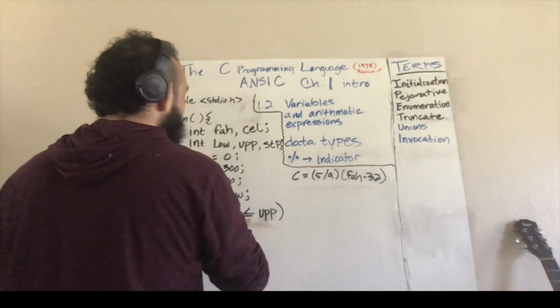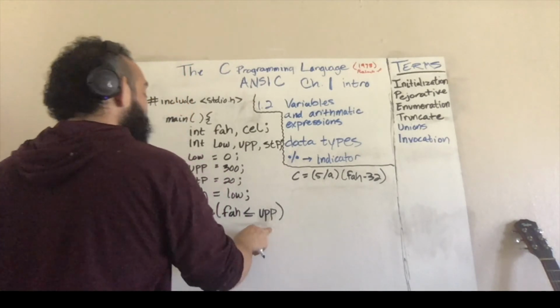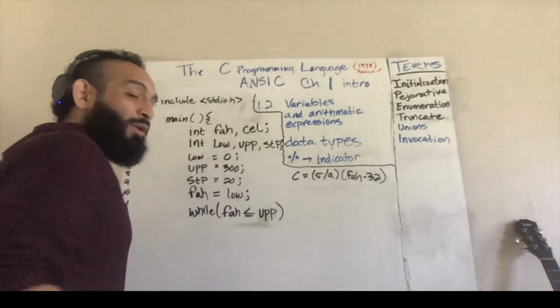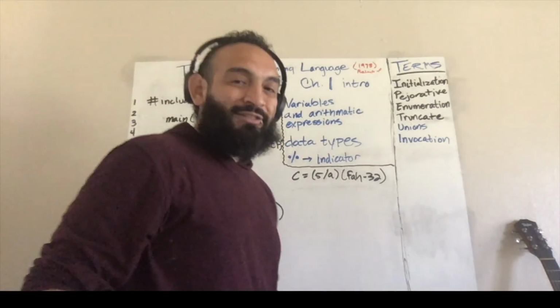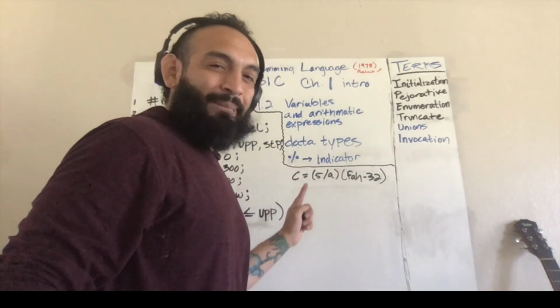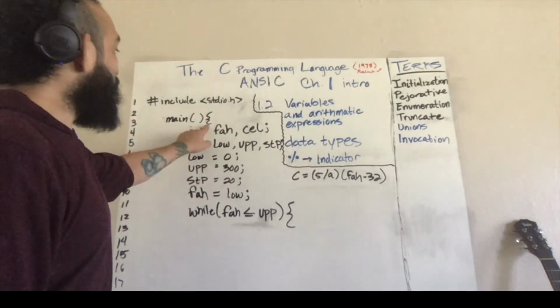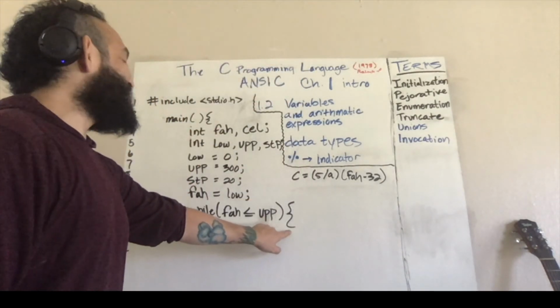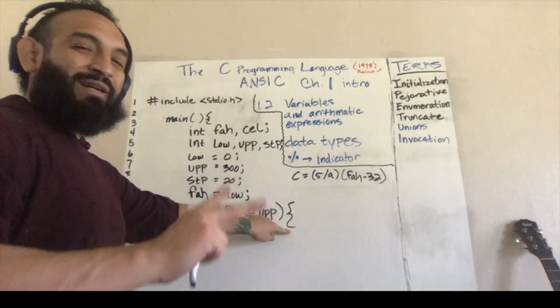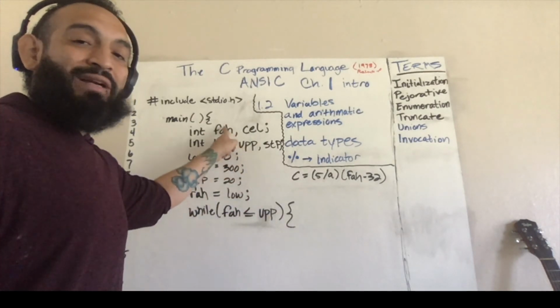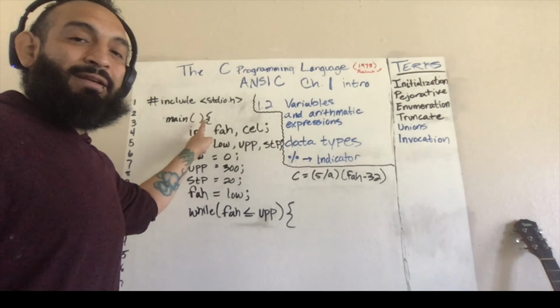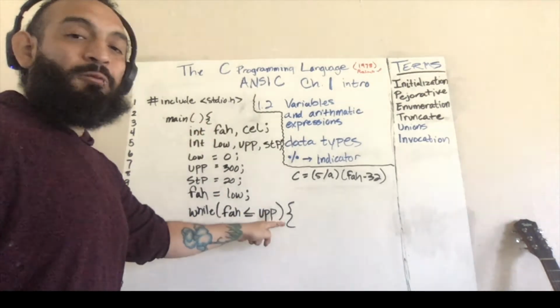The while function: while Fahrenheit is less than or equal to upper, we want it to do something. What is it that we want it to do? Do that. Okay? Keep in mind, we have one open brace, two open braces. We're going to need two closing braces. Always remember that. For every open brace, same thing with the parentheses, you're going to need a closing one. So we have two. That's a second open. Just keep that in mind.